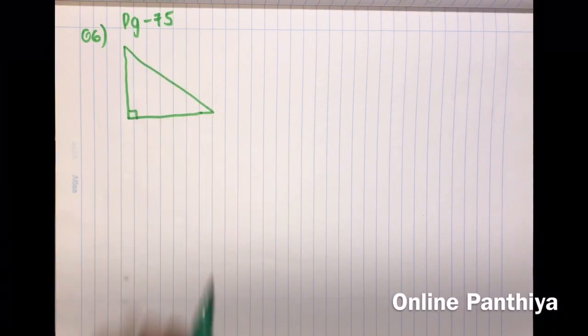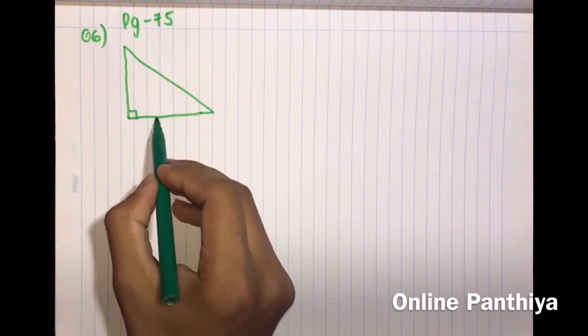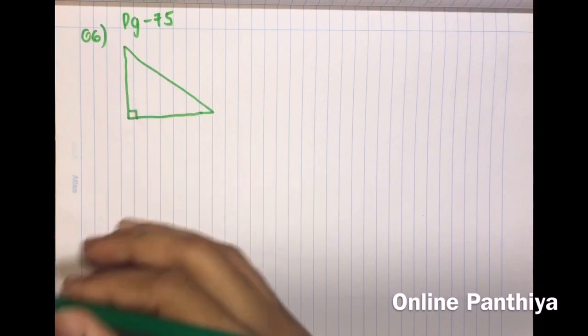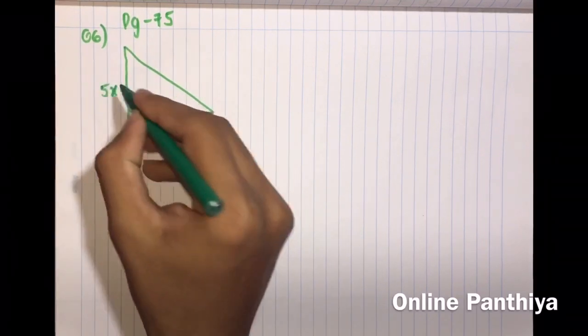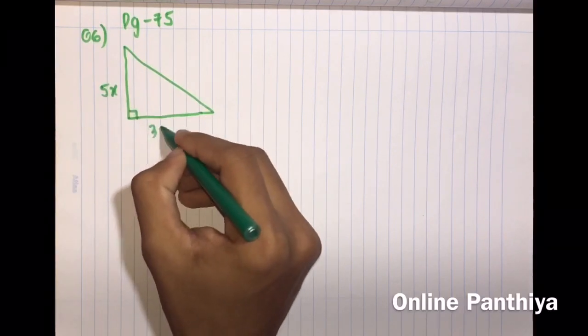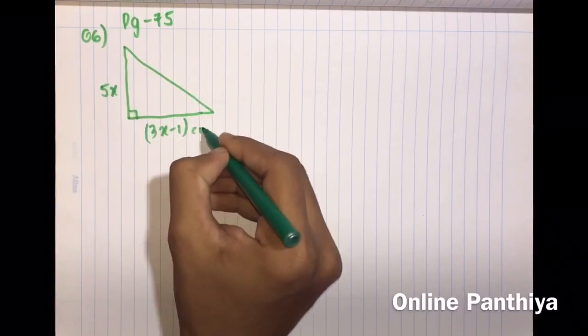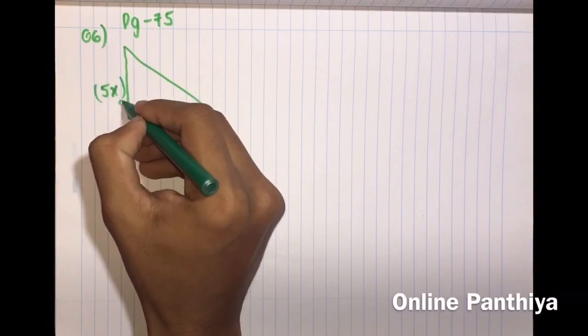What are the two sides which are containing the right angle? This and this, right? Therefore, one is equal to 5x, the other is 3x minus 1. So you can just write wherever you want. You can even exchange and write, no harm. All are in centimeters. Don't forget the units.